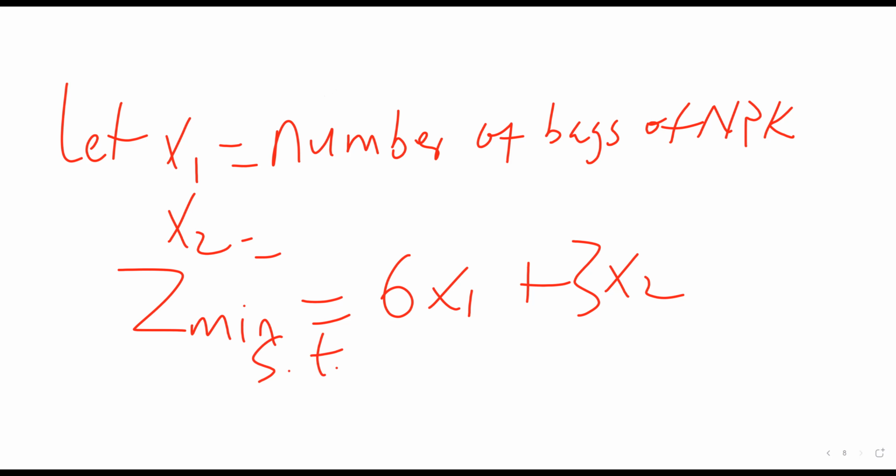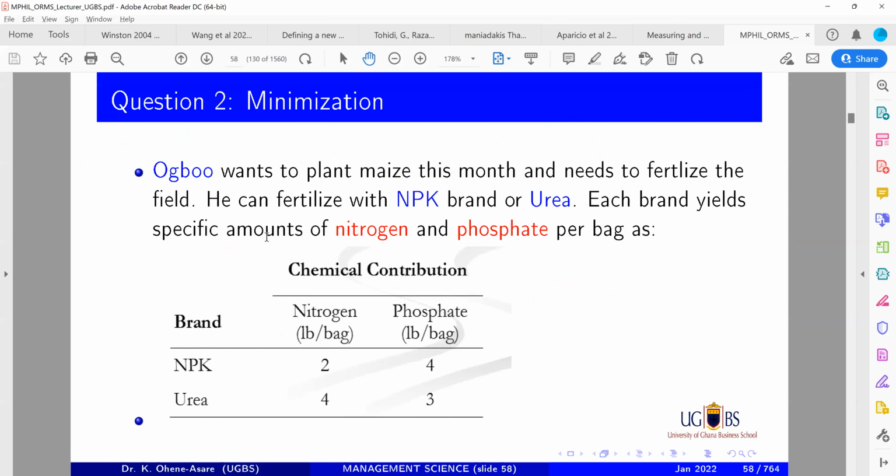Just as in the maximization, we had labor constraint and then the milk constraint. Now here, what constraints do we have? Just as we had the labor and milk constraints in the maximization, in this minimization, what constraints do we have? Yes, Mira. Yeah, we have the nitrogen constraint and the phosphate constraint.